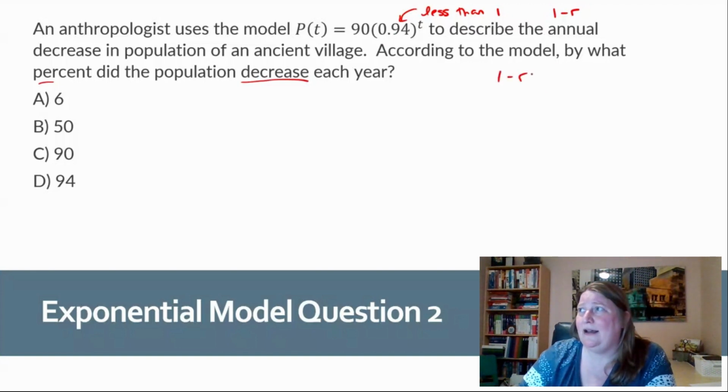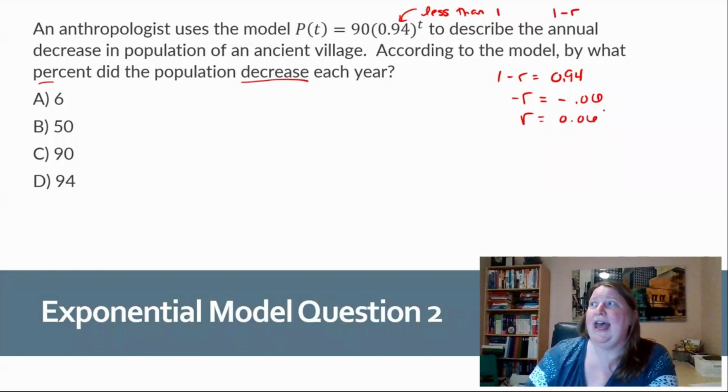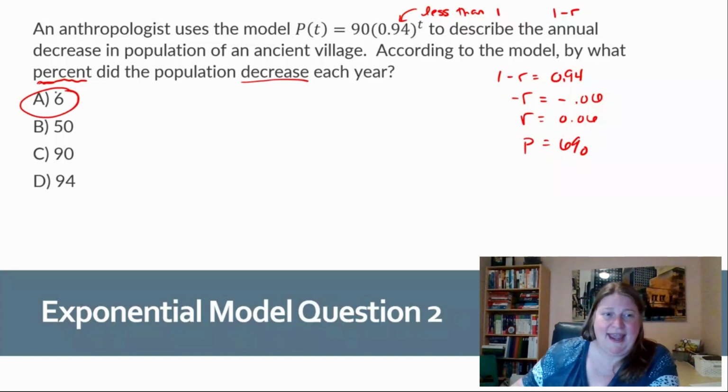If 1 minus r equals 0.94, I'm going to subtract 1 from both sides. You could say negative r, if you want to be careful with negatives, is negative 0.06. So that means r equals positive 0.06. And now be careful, they want percent, not decimal. R actually stands for rate, but it's not r they want. They want percent. It's 6%. That's the number we're going for. A is our answer here.